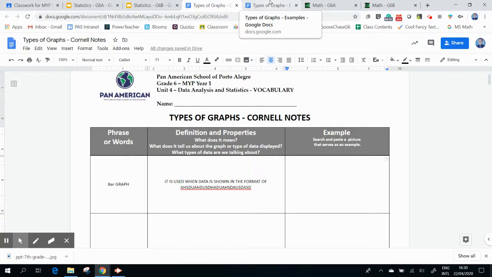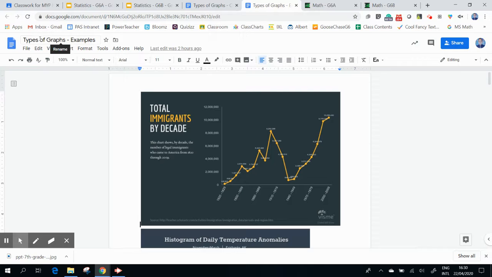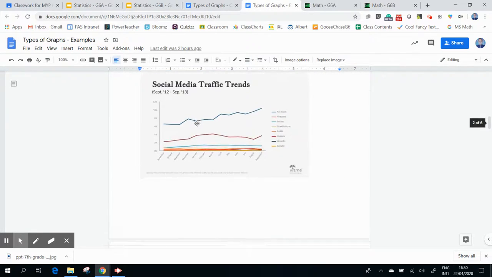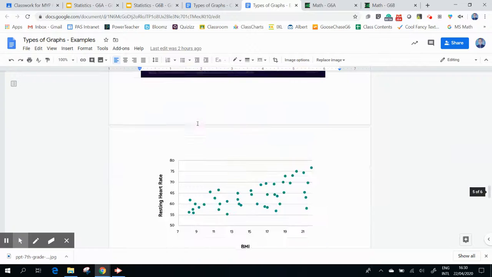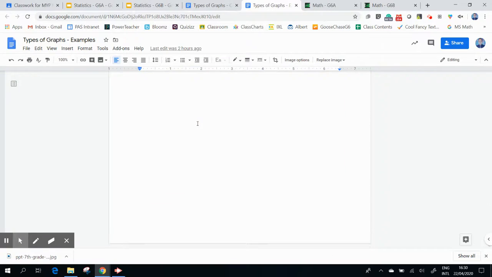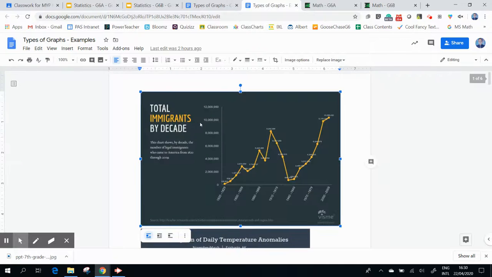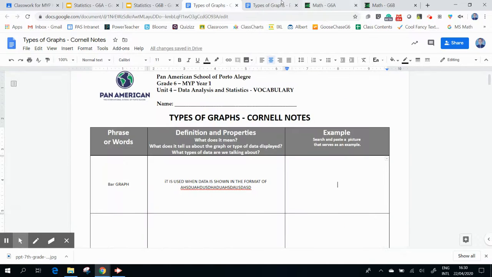To help you a little bit, I also posted this other document called Types of Graphs Examples. It has examples of different types of graphs, and you can use them to help you understand better what I actually want from this unit of inquiry, okay?